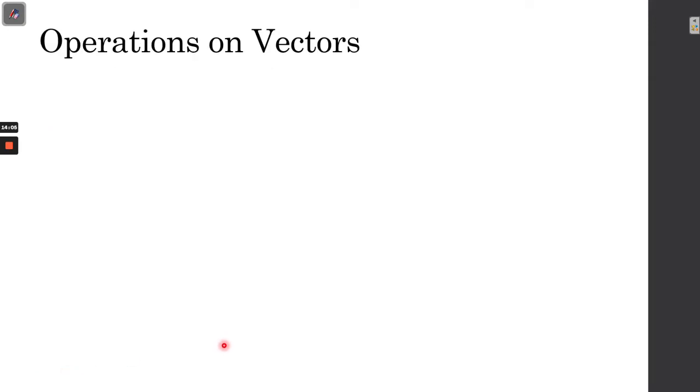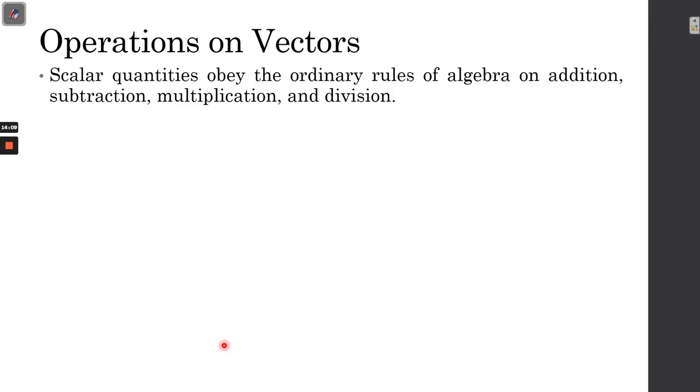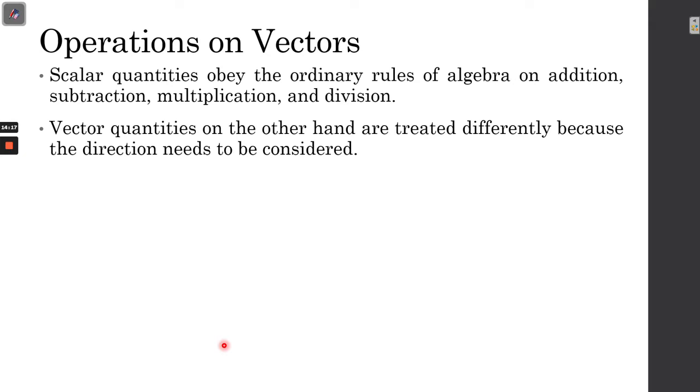Operations on vectors. This time we'll be doing some operations on vectors. Unlike scalar quantities that obey the ordinary rules of algebra in addition, subtraction, multiplication, and division, vector quantities, on the other hand, are treated differently because not only are we adding the magnitude, but we also have to consider the direction. So, vector addition and properties.